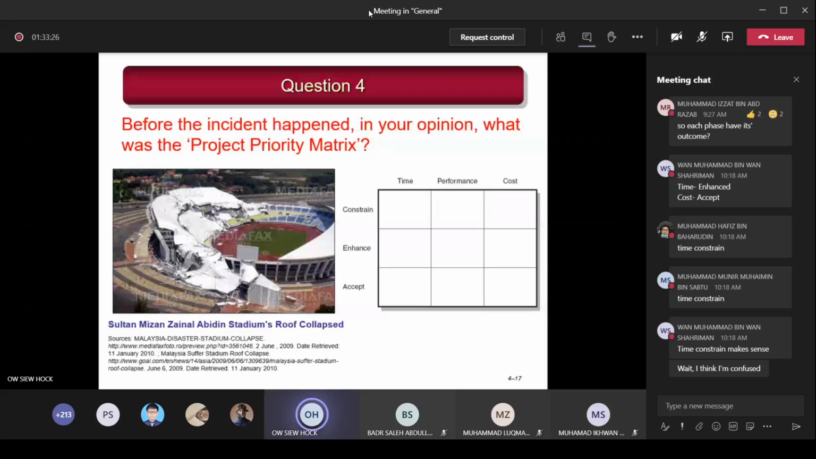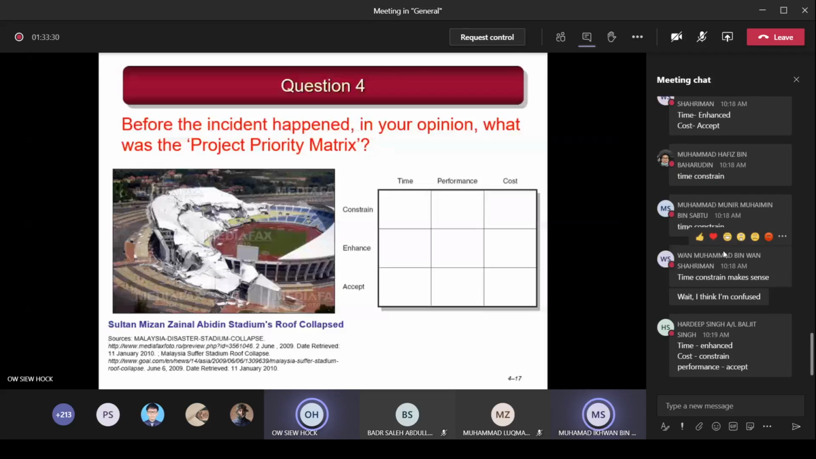So it should be the other one, is it? Enhance. Is that your answer? Cost is accept, time is constraint, performance is enhanced. Is that your answer? Yes or no? Maybe can be.